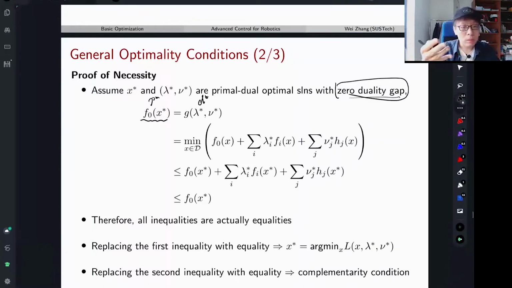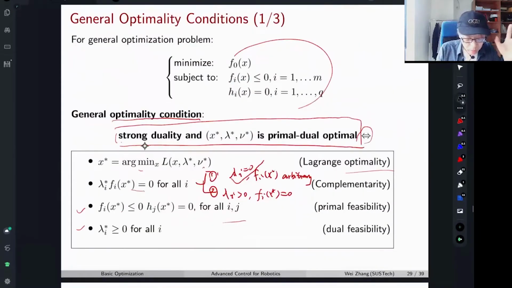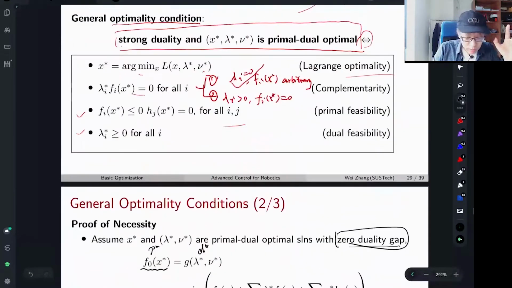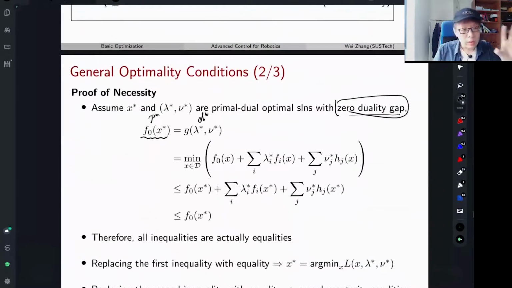And if the convex problem satisfies constraint qualification, then zero duality gap always holds, right? But when we state these general optimality conditions, we assume strong duality, and the primal dual optimal is equivalent to these 4 conditions. Okay, so let's assume zero duality gap.